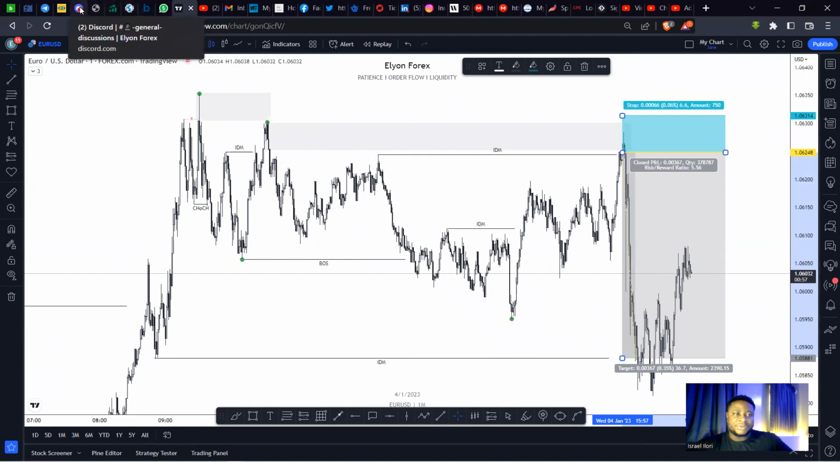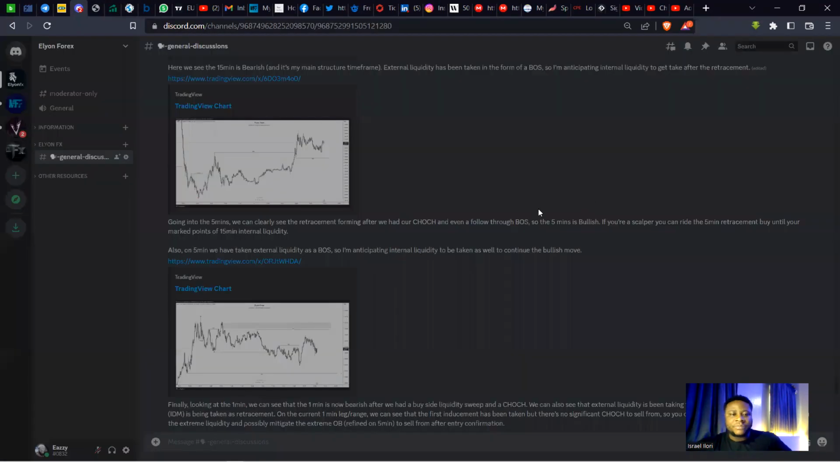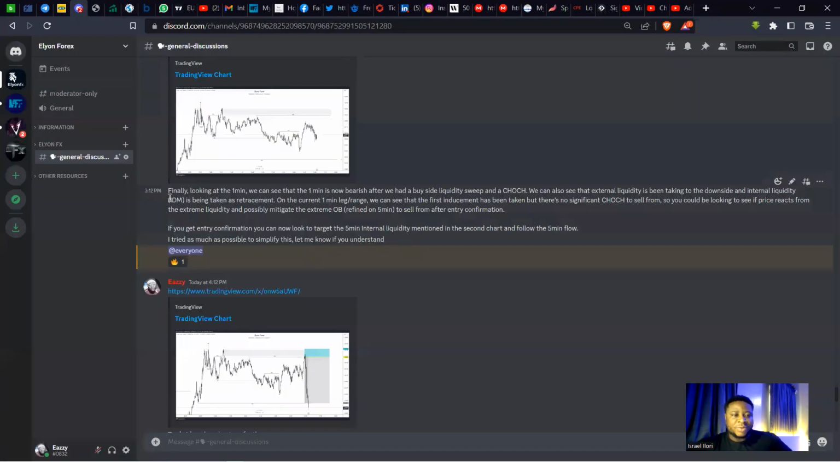So let me go back to the Discord channel so you can see what I talked about on the 1 minute. So I said on the 1 minute, finally looking at the 1 minute, we can see that the 1 minute is now bearish after we had a buy-side liquidity sweep and a change of character. We can also see that external liquidity is being taken to the downside, and internal liquidity or inducement is being taken as retracement. On the current 1 minute leg or range, we can see that the first inducement has been taken, but there is no significant change of character to sell from.